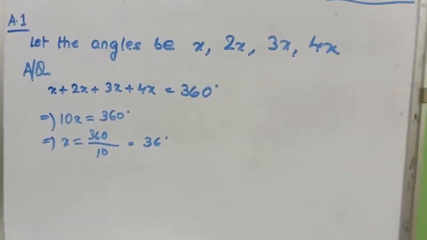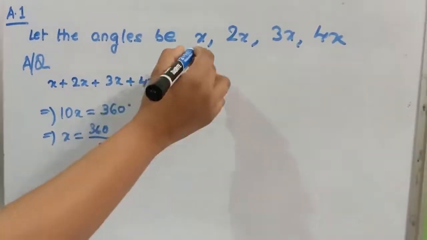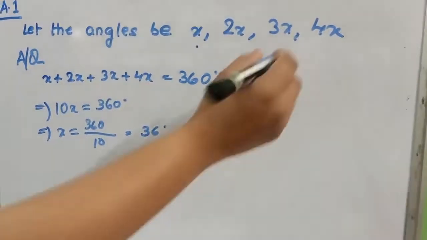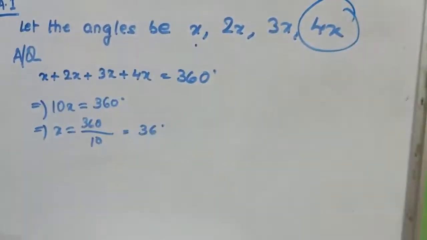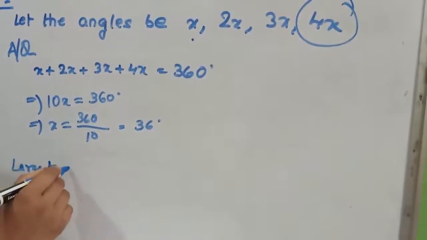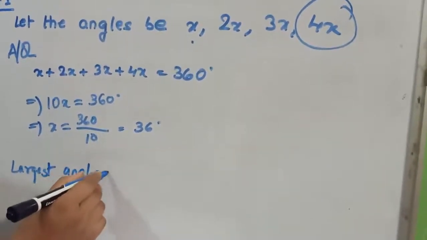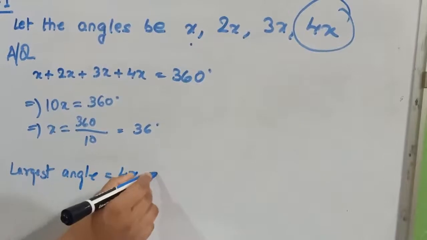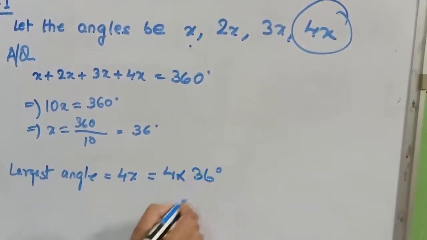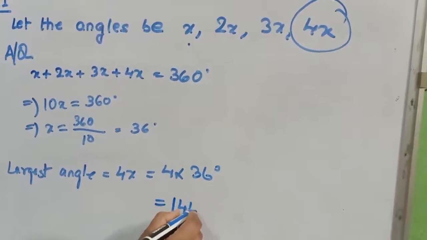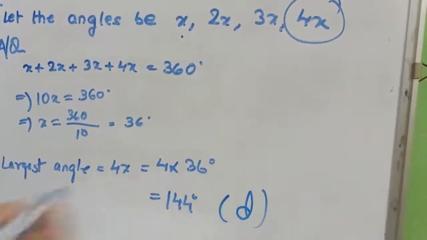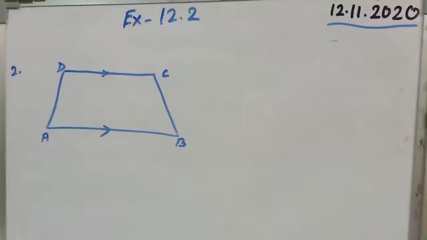In your question it is given find the largest angle. Now out of x, 2x, 3x and 4x, which one will be the largest angle? The one with 4x. Okay. So largest angle is equal to how much? 4x. That is 4 into what is your x? x is 36 degree. That is it is 144 degree. That is your option number D.